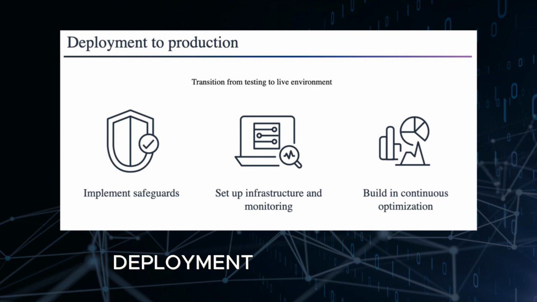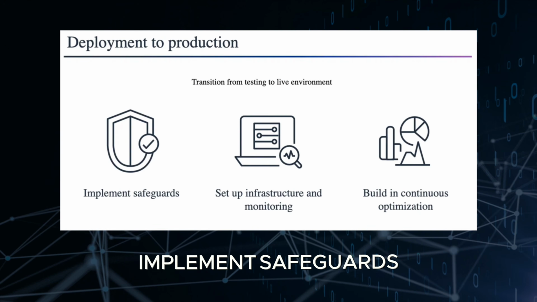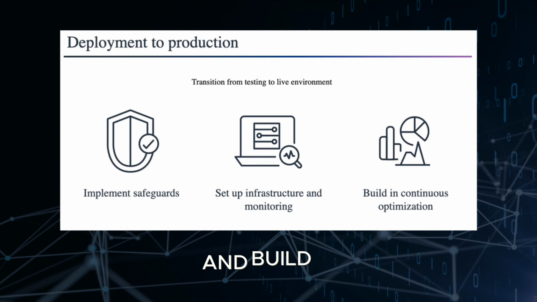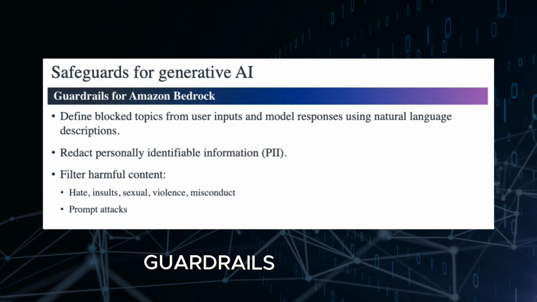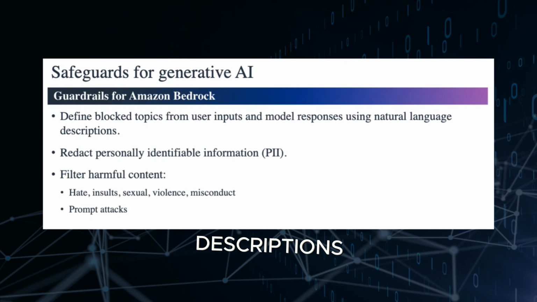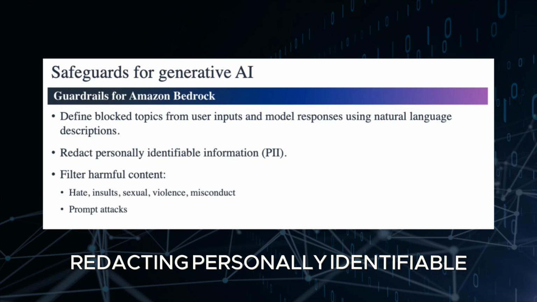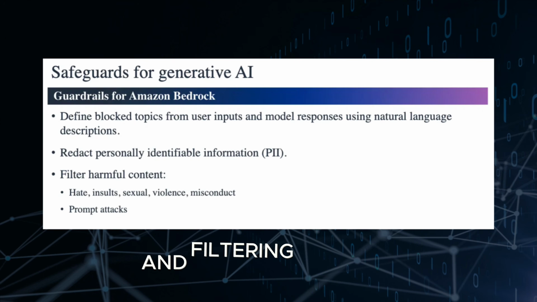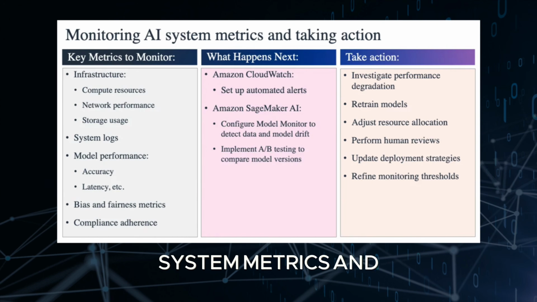When moving from deployment to production, you need to implement safeguards, set up infrastructure and monitoring, and build in continuous optimization. Guardrails in Amazon Bedrock provide a comprehensive set of tools to enhance safety and align AI outputs with organizational policies. And so some of the guardrails you can put in Amazon Bedrock is defining blocked topics from user inputs and model responses using natural language descriptions, redacting personally identifiable information, PII, and filtering harmful content like hate, insults, violence, misconduct, or prompt attacks.